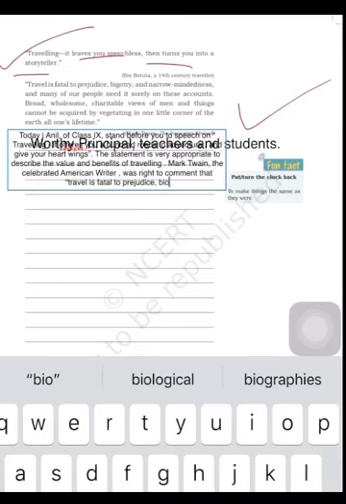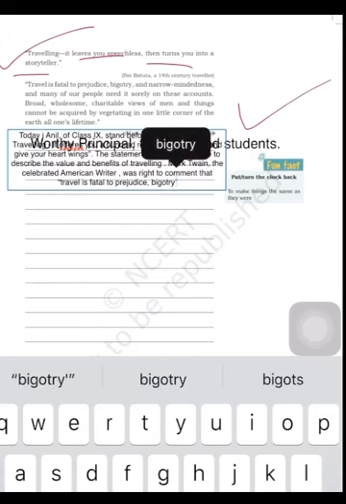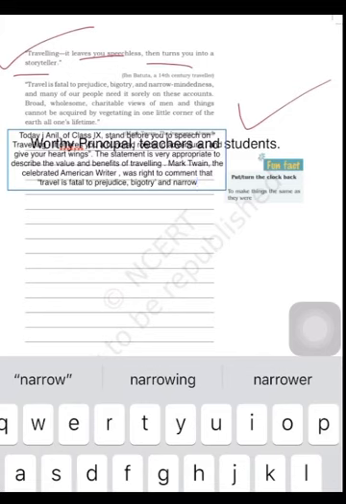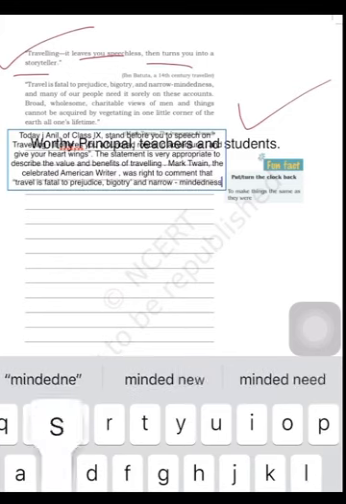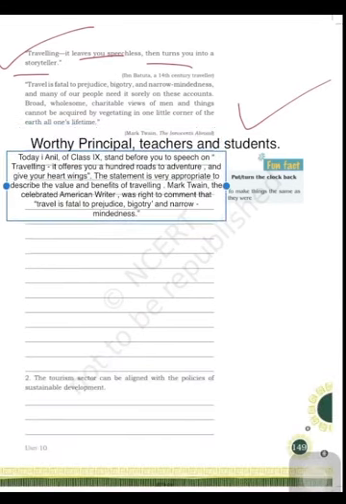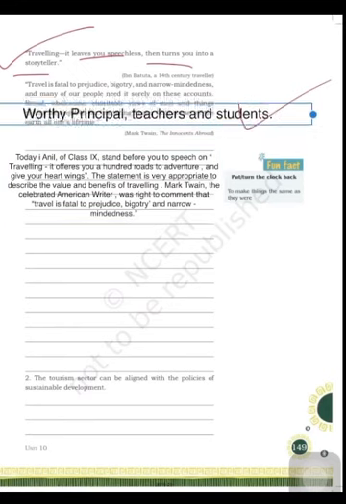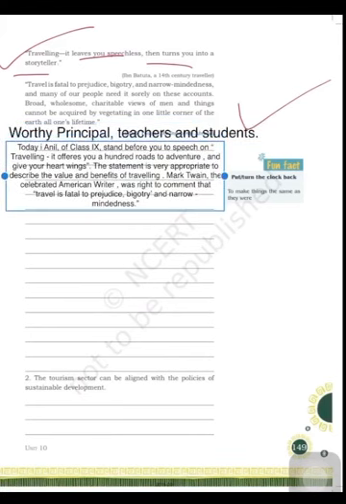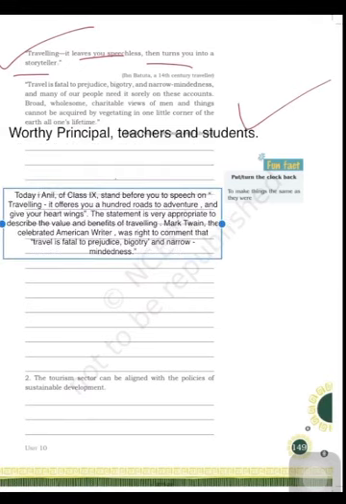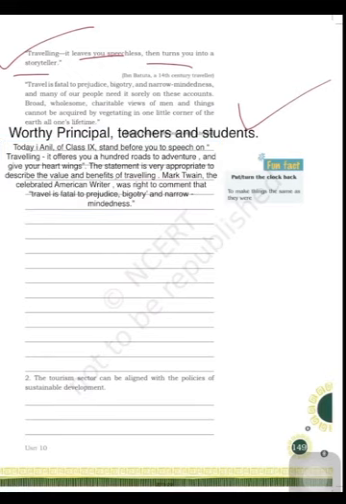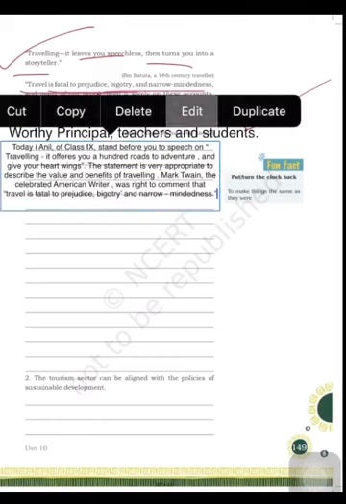Guys, this is from our heading itself, you can see from there. That is after Traveling, on page 149. Okay, bigotry and narrow-mindedness. Yeah, now let me correct this. As I think it's visible to you, let me move it here. Now it's going to be good. Guys, these lines here, travel is fatal to prejudice, bigotry and narrow-mindedness. Okay, we have written that here.